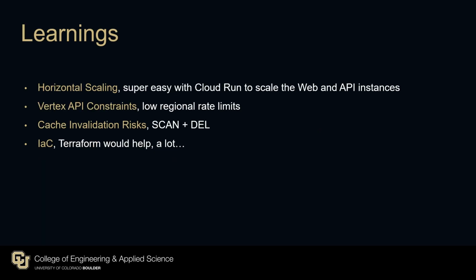In terms of the major learnings, I think the biggest win was horizontal scaling, right? Using a serverless architecture like Cloud Run, it would be really easy just to add more instances to our web and API. We wouldn't necessarily need it for the scale that we're going, but it's just good to know.